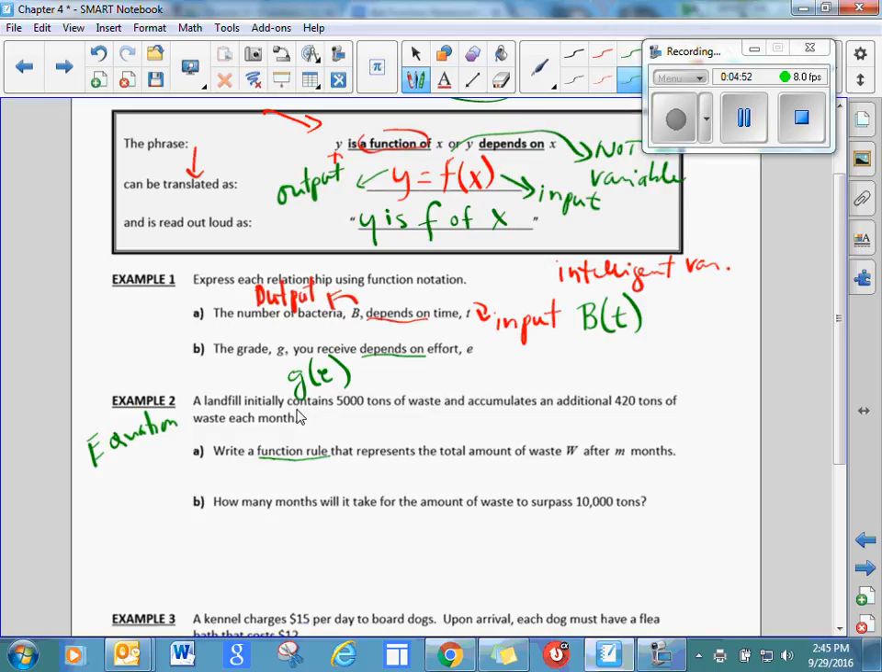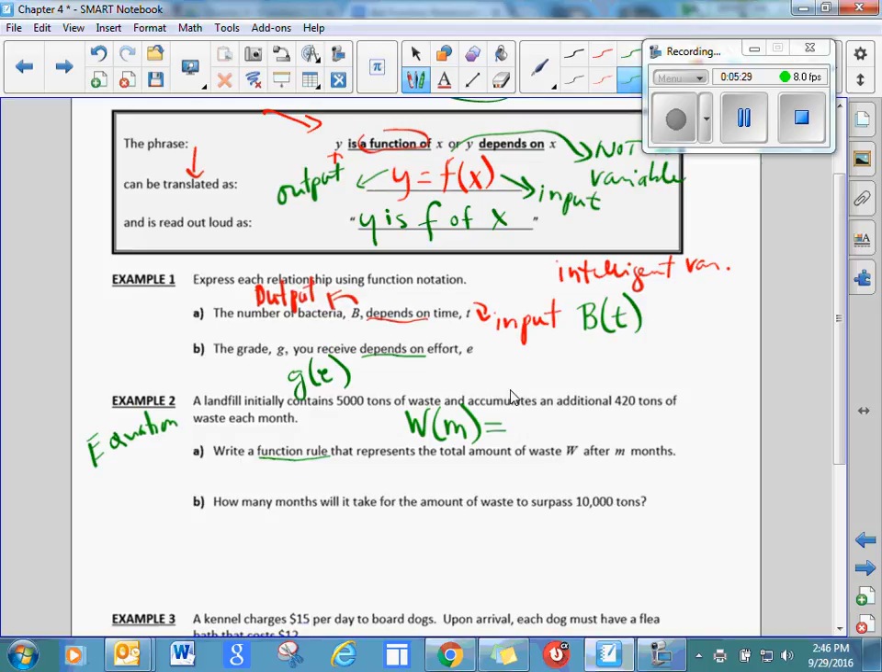When you look at it, it says that the landfill collects the waste at an additional rate of 420 tons per month. So our output is going to be the waste being a function of the months that the garbage is accumulating. So the waste is a function of the months. The waste is the dependent variable. The months is the independent variable. And that is equal to the information in the problem.